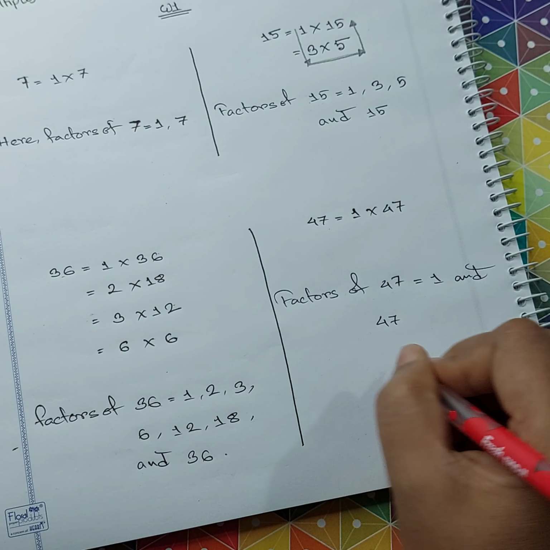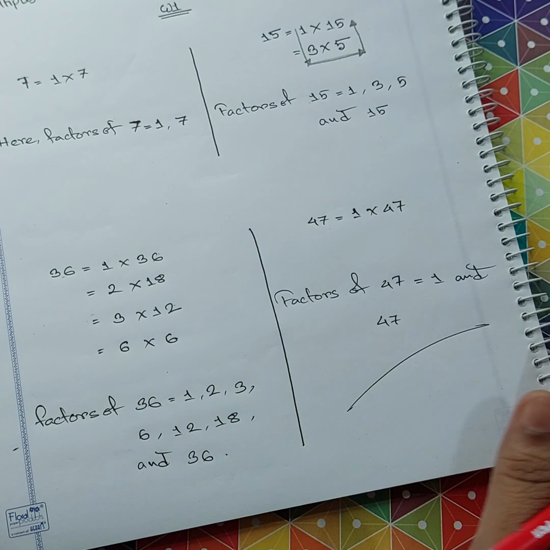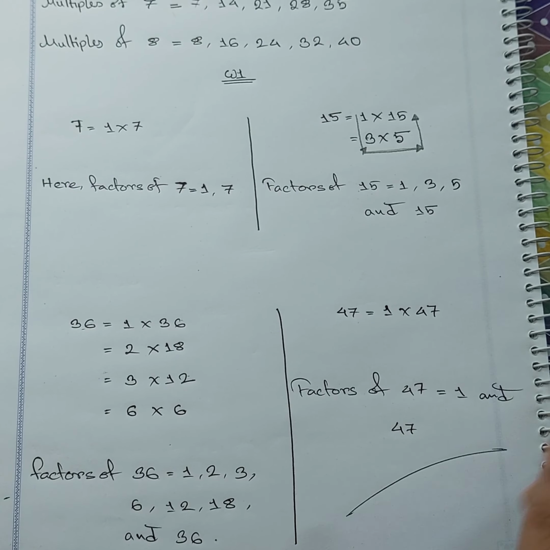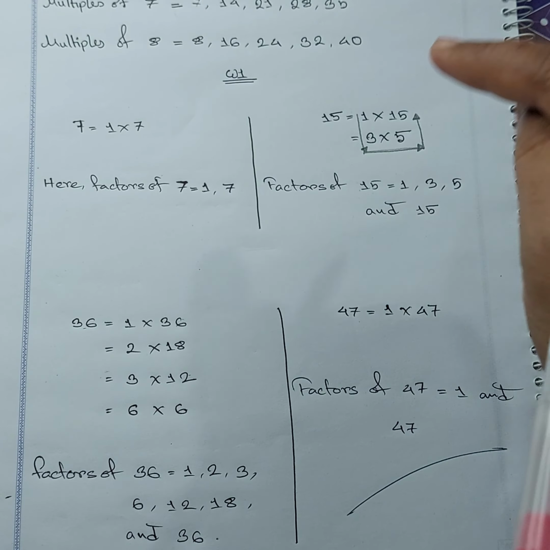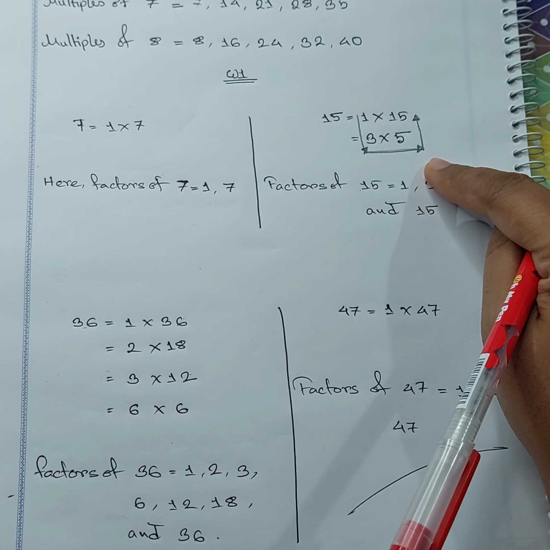The factors are 1 and 47. So, on this page, we have two prime numbers and two composite numbers.